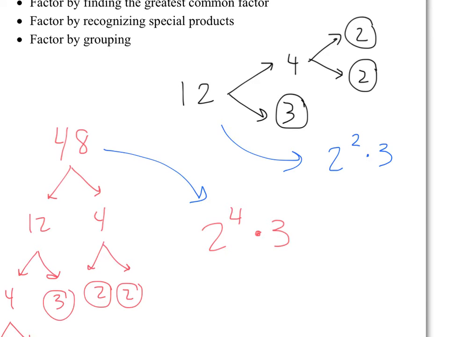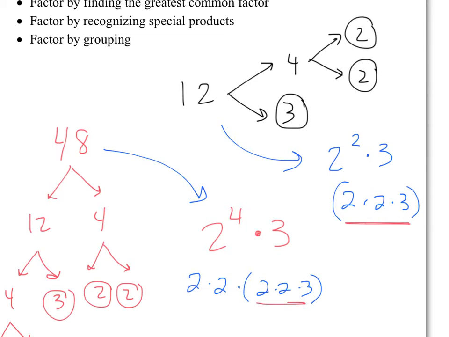Now, how many 2s are common? 2 of them, right? Notice, there's 2 times 2 times 3 for 12. And 48 is 2 times 2 times 2 times 2 times 3. So the factors that are in common are the ones that appear in both. These other 2s out here are not common factors.